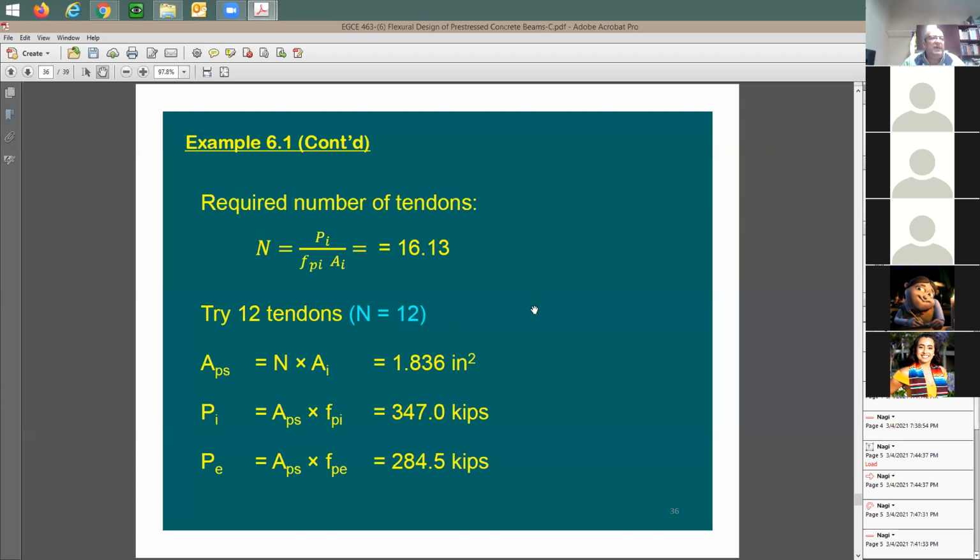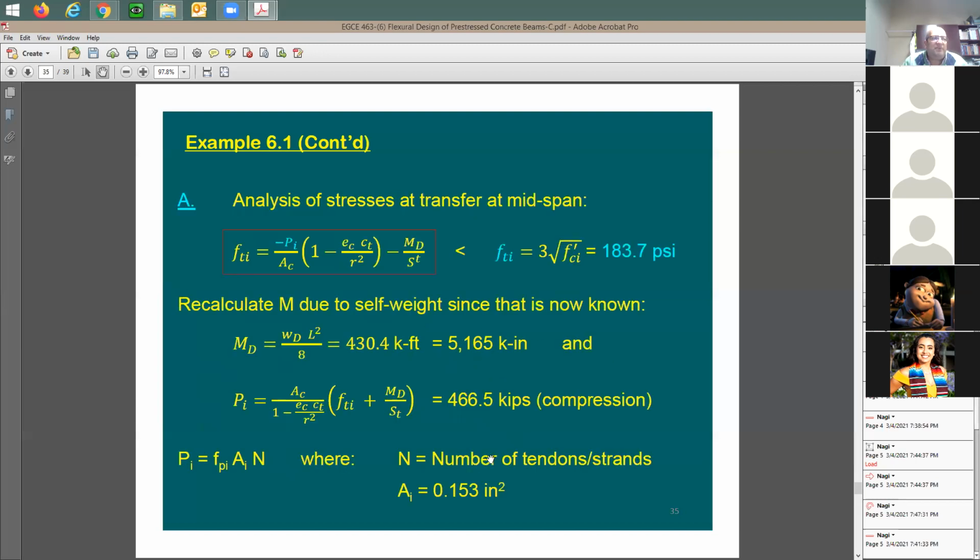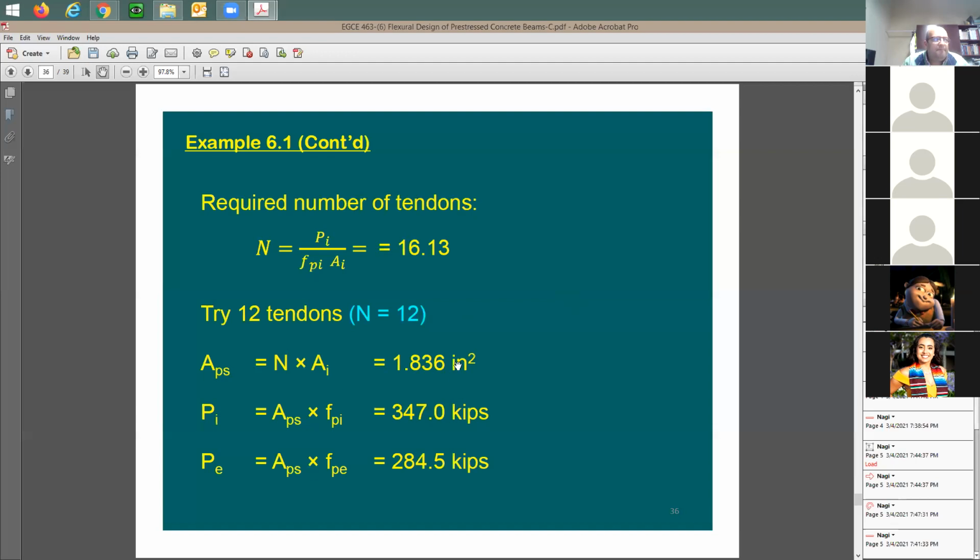Okay, so this is okay. To go to a lower number than 16 is going to be okay. Nothing is wrong with this. Now we try to figure out here the total cross-section area of the strands. I'm going to be taking here 12 times 0.153 for just one strand. PI, you're going to be taking this FPI. How much was FPI? Anyone remembers? You guys remember this? Yes? 189 KSI. Yes. Good. How about this number in this specific example?